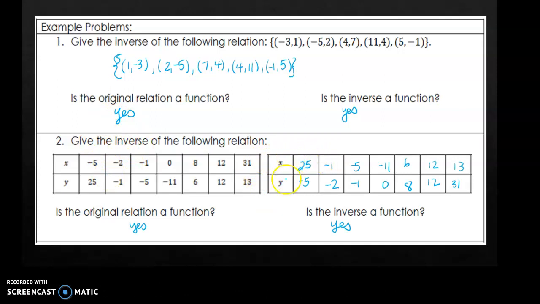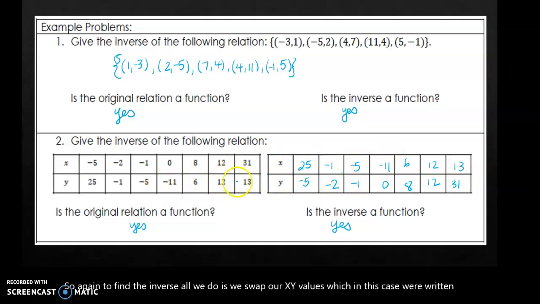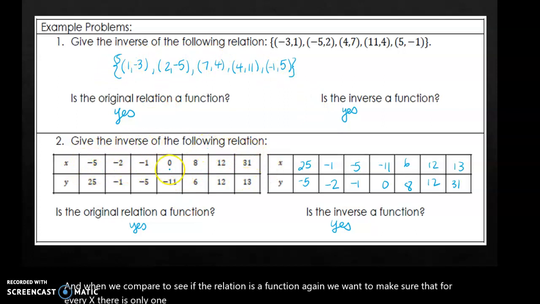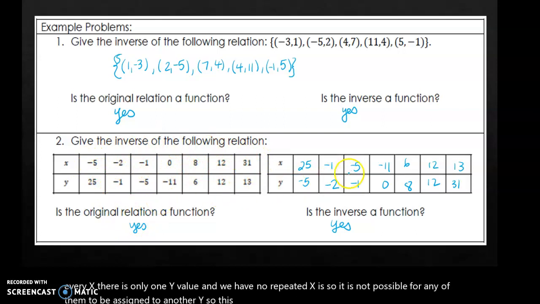So again, to find the inverse, all we do is we swap our x and y values, which in this case were written in a table. And when we compare to see if the relation is a function, again, we want to make sure that for every x, there's only one y value. And we have no repeated x's, so it is not possible for any of them to be assigned to another y. So this is a function. And the same thing with the inverse. The inverse is also a function.